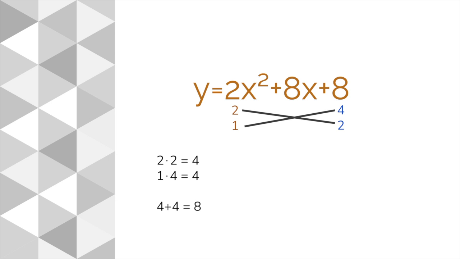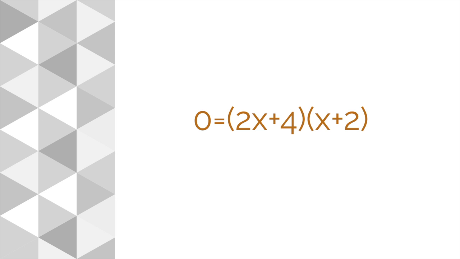Now comes the issue of how we're going to express these values in the factored form. You want to group the two numbers that you didn't multiply together. This means grouping the 2 with the 4 and the 1 with the 2. We can then write our factored form equation, giving us 0 is equal to 2x plus 4 multiplied by x plus 2. We can simplify this equation.